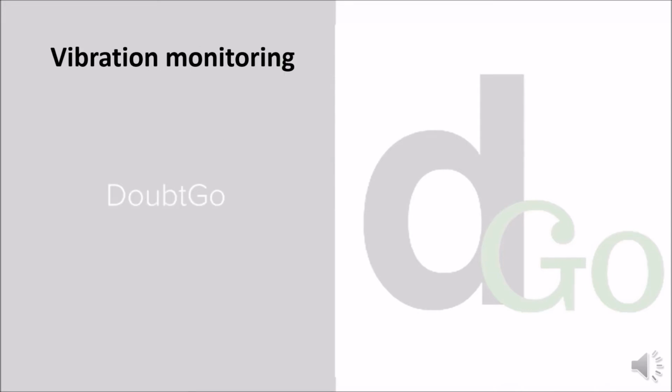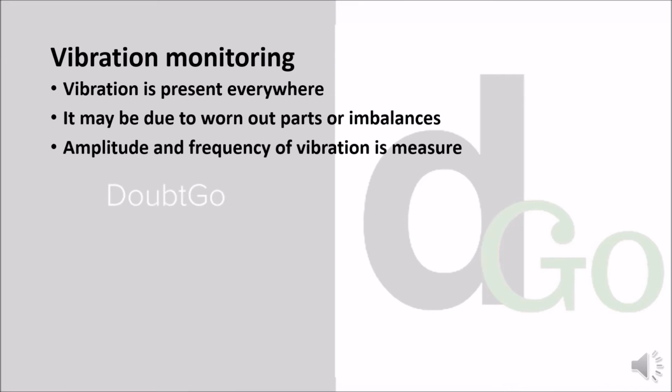Vibration monitoring. The vibration from different parts is used to predict failure. Vibration is present everywhere in a mechanical system. It may be due to worn out bearings or imbalances. In this method, the frequency and amplitude of vibration give a measure of failure. It is fast, easy and less expensive.